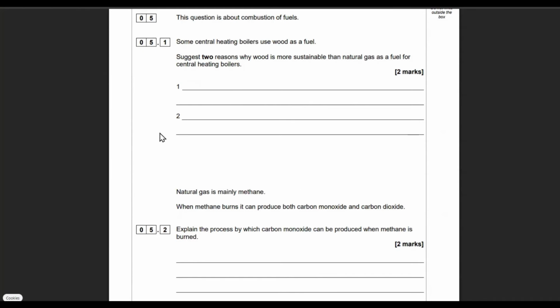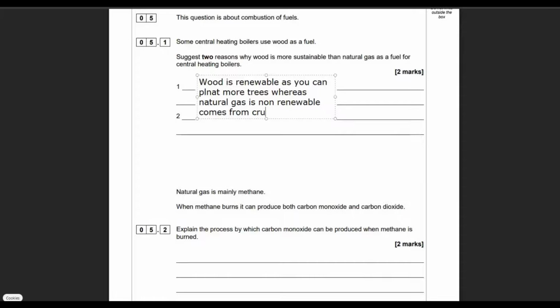Okay, question 5. This question is about the combustion of fuel. Some central heating boilers use wood as a fuel. Suggest 2 reasons why wood is more sustainable than natural gas as a fuel for central heating boilers. So, 2 reasons why wood is more sustainable. Wood is renewable, as you can plant more trees, whereas natural gas is non-renewable, and comes from crude oil.